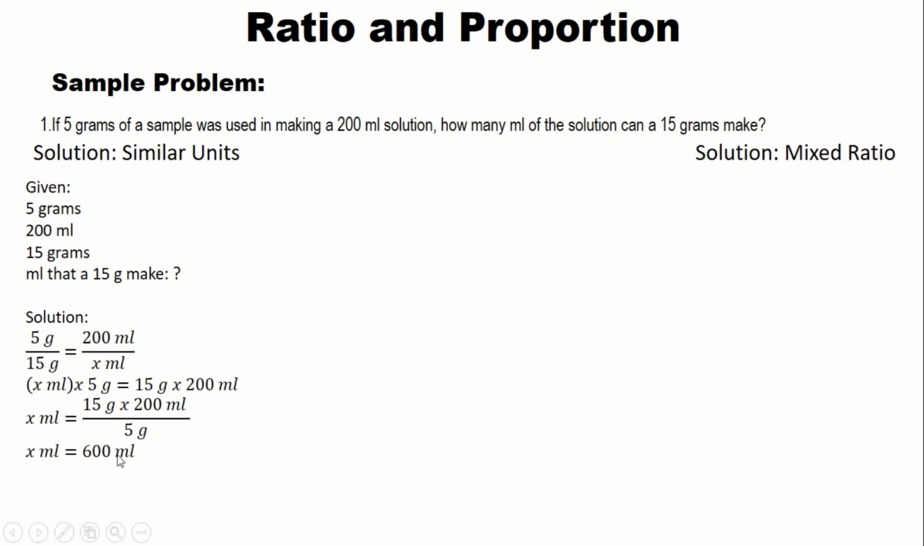So for every 15 grams, it means we can make 600 ml of the solution. For ratio and proportion, if one increases, the other one also increases. So for example, here, the weight increases from 5 grams to 15 grams, the volume should increase. So the volume increases from 200 to 600. So that is for ratio and proportion.